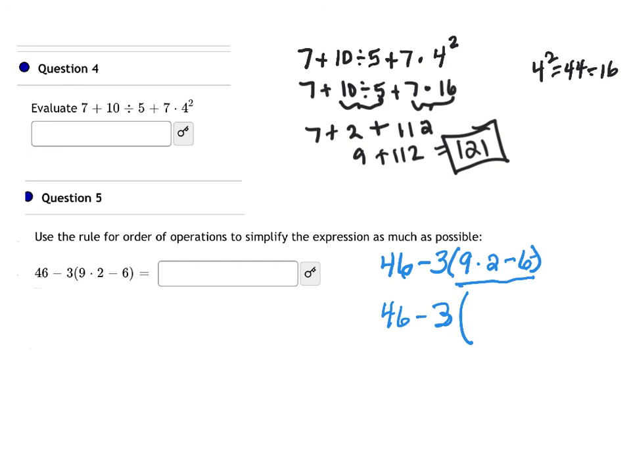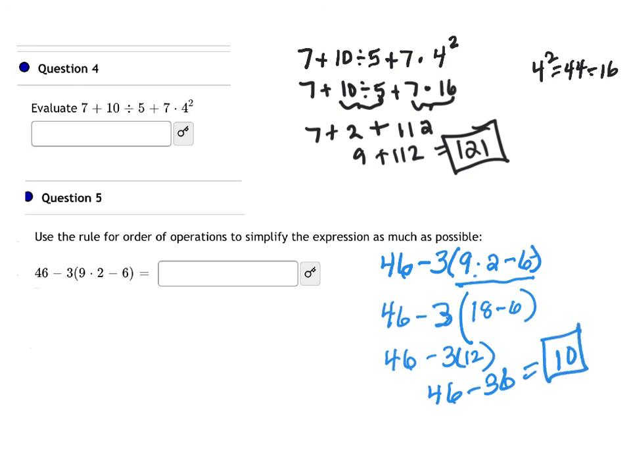So inside the parentheses, we have multiply and subtract. So I'm going to multiply, and then I'm going to subtract. I keep that answer in parentheses because it's negative 3 times the answer I get. 18 minus 6 is 12. So 46 minus 36 will give us 10. Signs were different, subtract, take the sign of the larger.